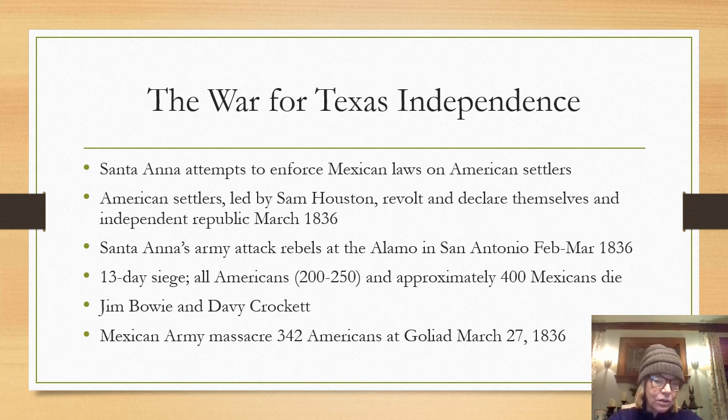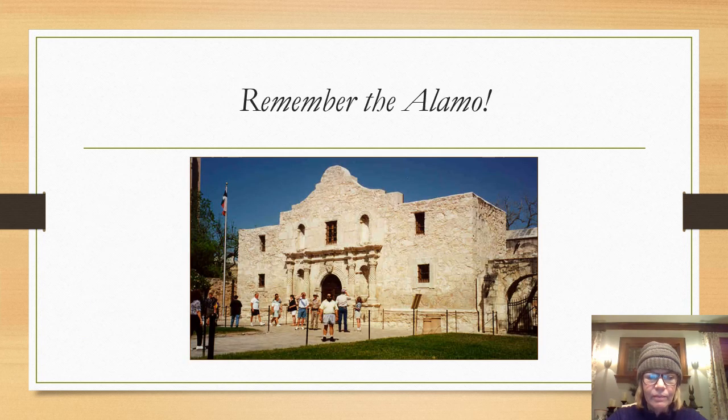Now, these are great historic, sort of heroic settler frontiersmen in American history. Then the Mexican army goes on, and they massacre 342 Americans at Goliad. These people had surrendered and they were prisoners of war. And as they surrendered, they had the white flag and everything. The Mexicans just come and kill them. And so people are just furious about these two instances that take place. So this and the Alamo in Texas is sacred to the people of Texas.